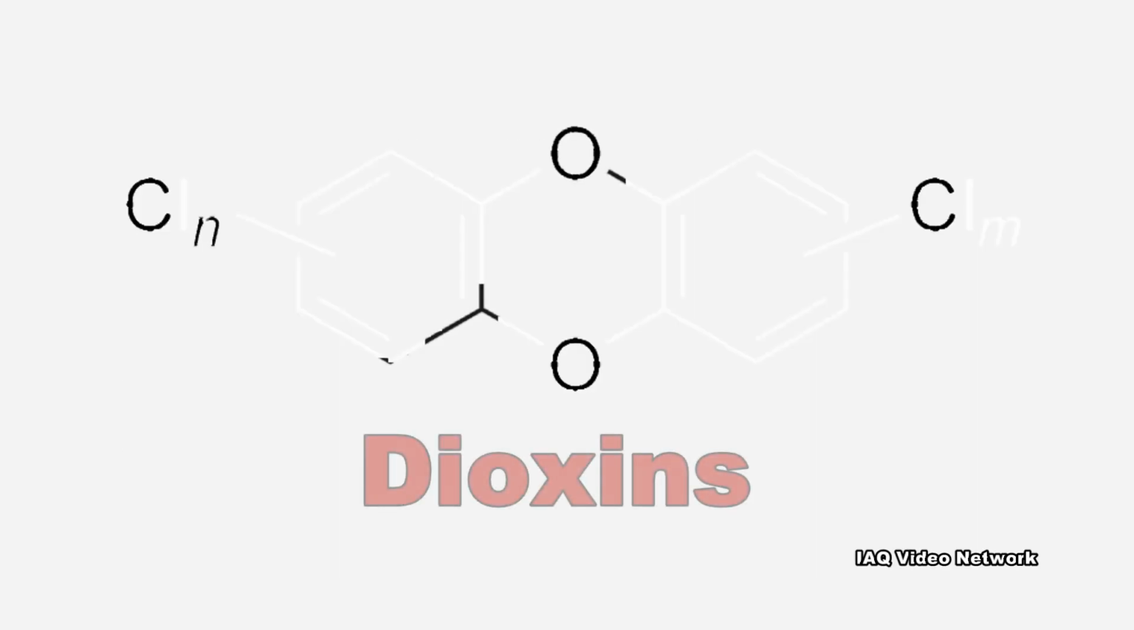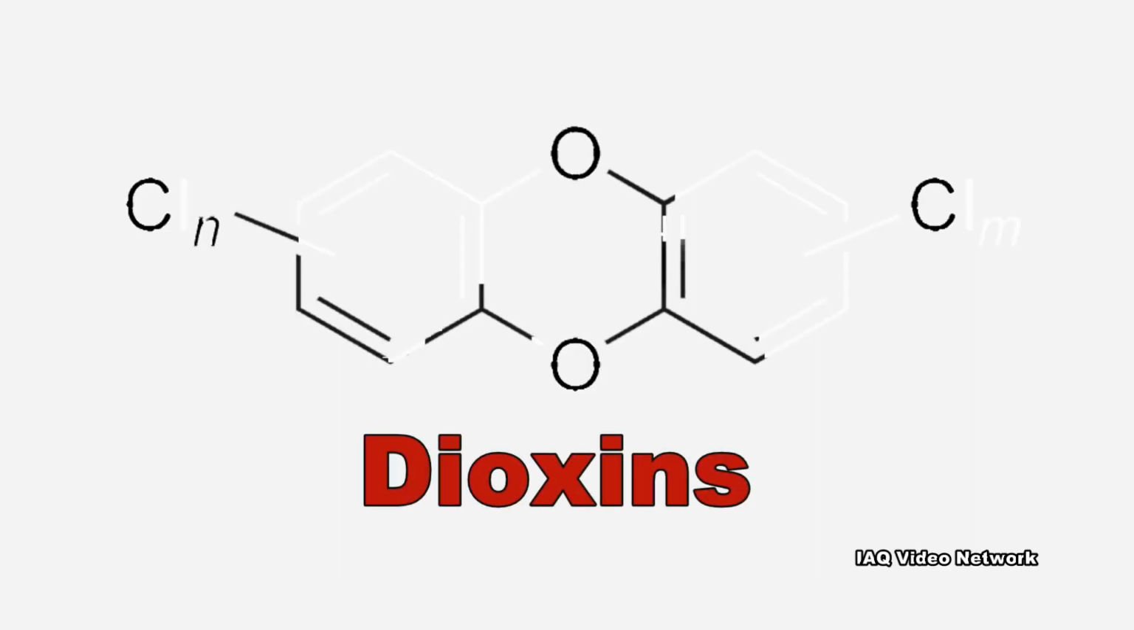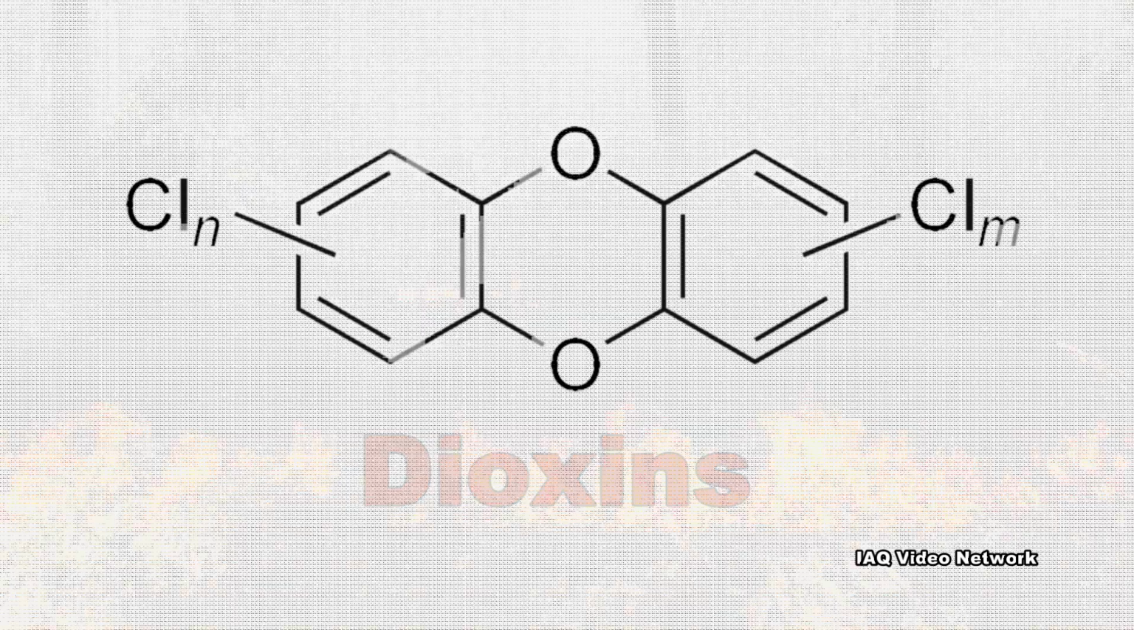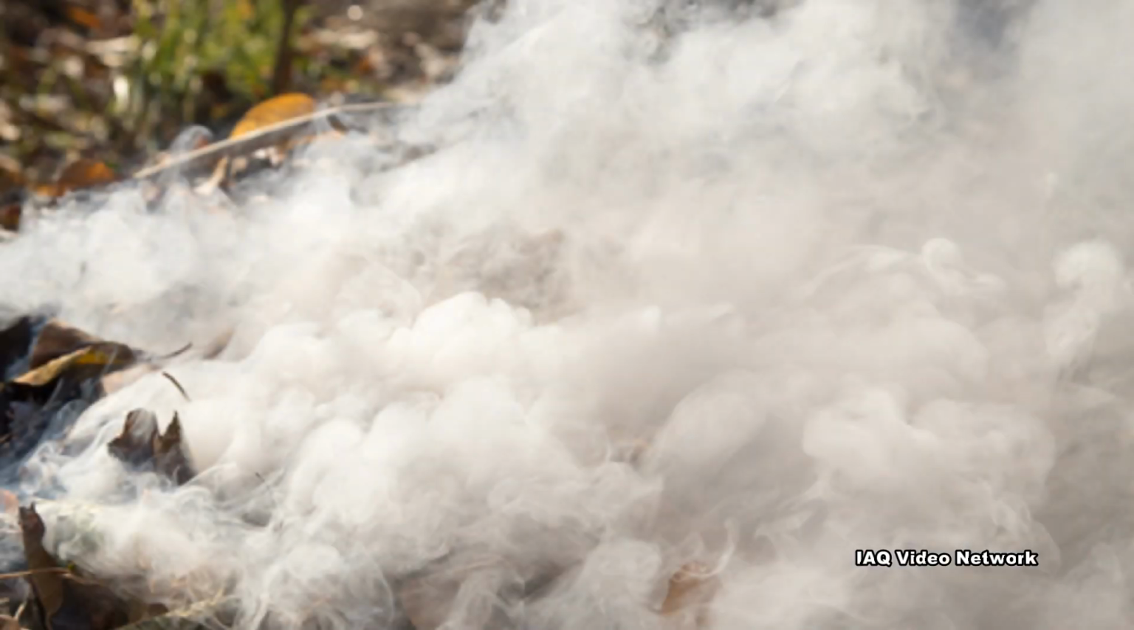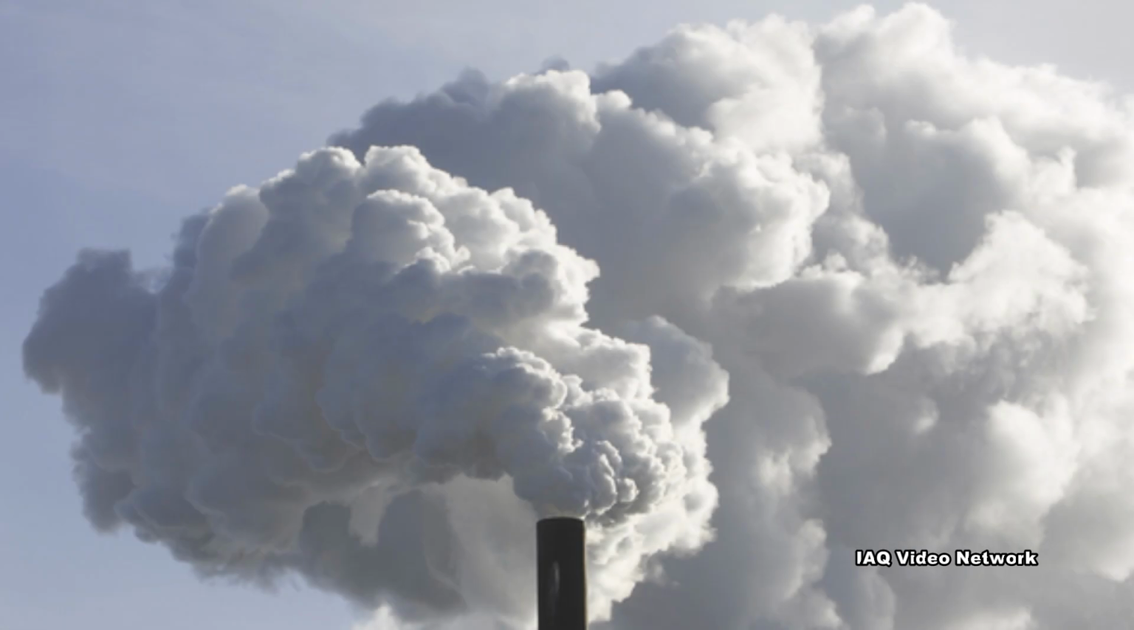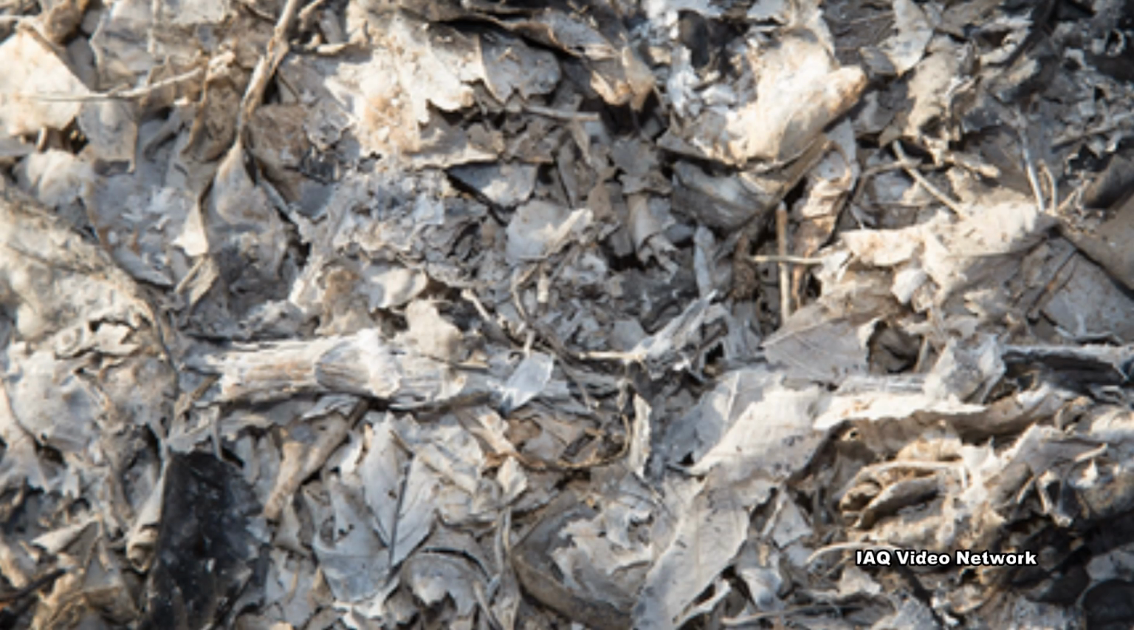Dioxins refer to a group of toxic chemical compounds that share certain chemical structures and biological characteristics. Dioxins can be released into the environment through forest fires, backyard burning of trash, certain industrial activities, and residue from past commercial burning of waste.